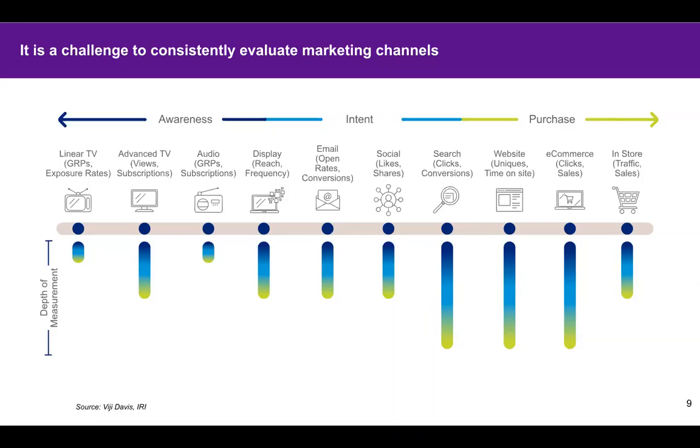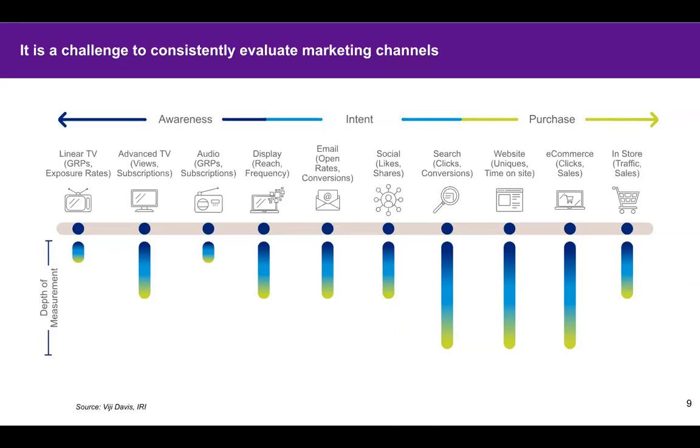So for example, with linear TV, all the way on the left-hand side, you can see that the measurement and the KPIs that get tracked are GRPs or exposure rates. As we go towards the right of the spectrum, some of them come up again, but then all of a sudden there are different ones: for advanced TV, views and subscriptions; display, reach and frequency; social, likes and shares; website, uniques and time on site; and then in store, traffic and sales.